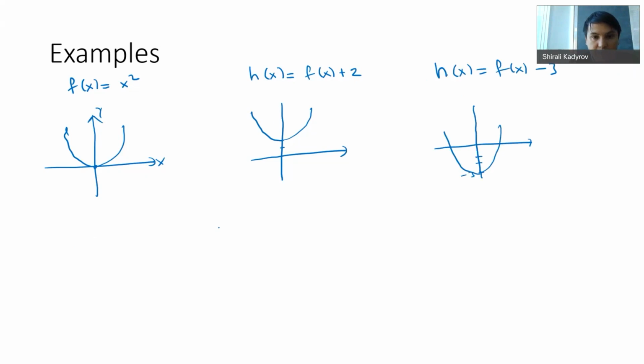Okay, how about if I look at h of x to be f of x plus 2. Remember? So first I need to compute x plus 2 and then evaluate that f. So it means this is a horizontal shift. Plus means shifting left.